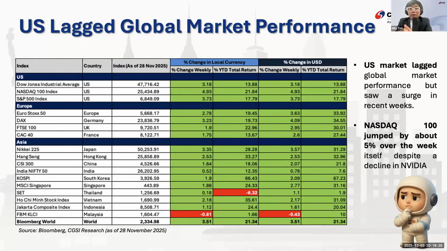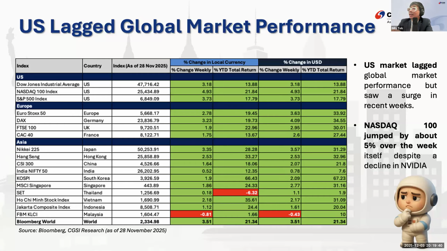It delivered a return of about 14 to 22% total return. But despite that, it actually lagged behind global equities for most of it. So if you look at the last row, the Bloomberg World Index, it has a total return of about 21.3%. So it has actually outpaced the US market in general, with the exception of the Nasdaq 100.